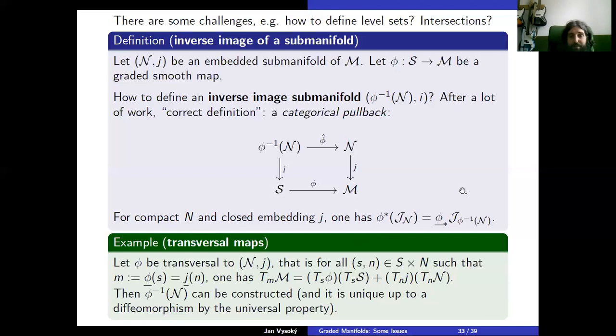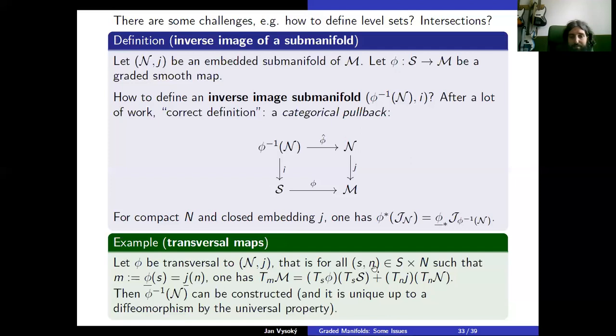And there is an example where this inverse image submanifold exists and it forms a categorical pullback. Therefore, it's unique up to a diffeomorphism. This is the case where this map phi is transversal to my manifold. So these are very similar sufficient conditions as for ordinary manifolds, where if you start with a map which is transversal to your submanifold, you can take its inverse image and it is a submanifold again. And what the transversality is is described here.